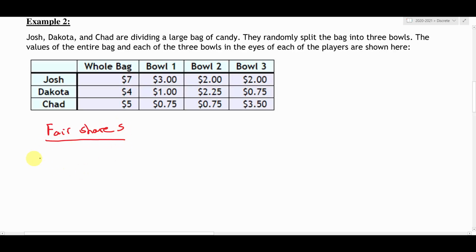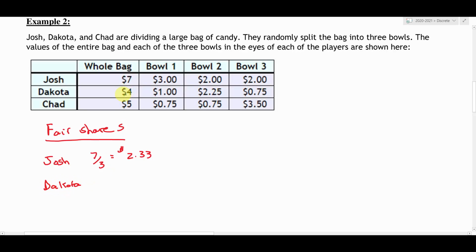Right, so fair shares, and we'll start with Josh. All right, so Josh thought the whole bag of candy was worth $7. So we take that $7, and since there's 3 people, Josh would feel like he is entitled to 1/3 of that bag, right? So we would take $7 divided by 3, and that value becomes $2.33. Okay, so Josh is only going to be happy if he receives a bowl that is worth more than $2.33. Then we repeat the process for Dakota.